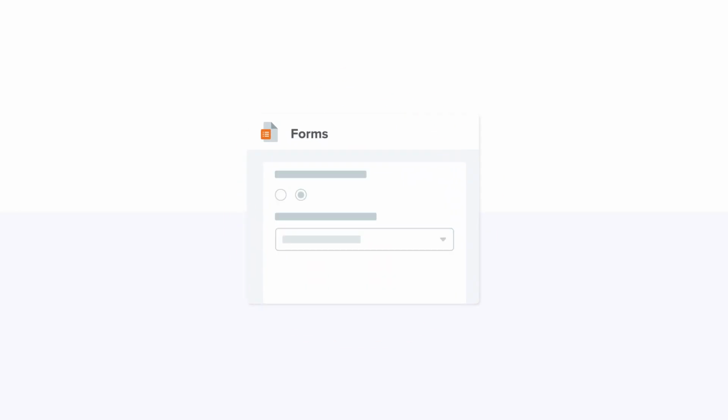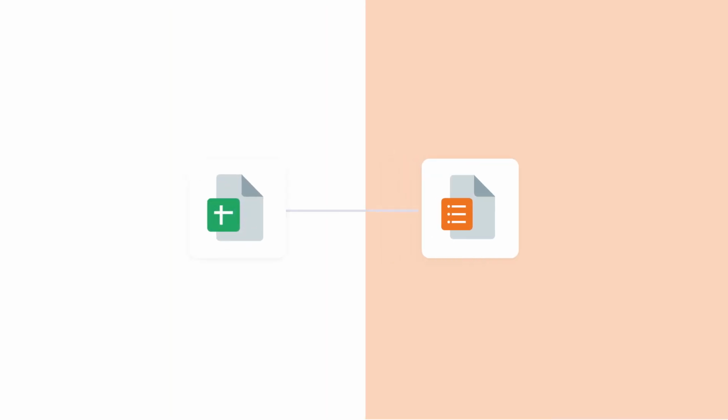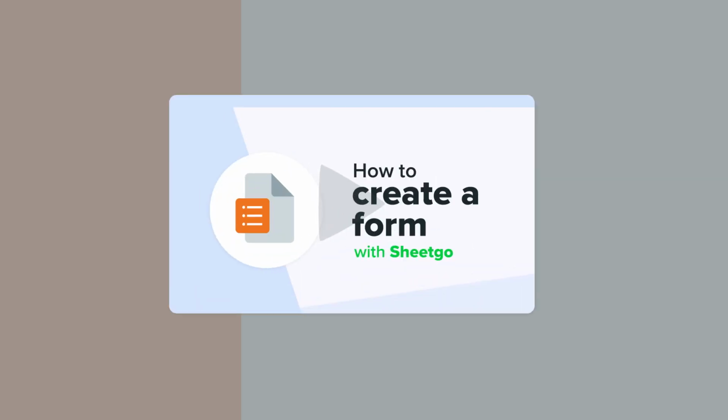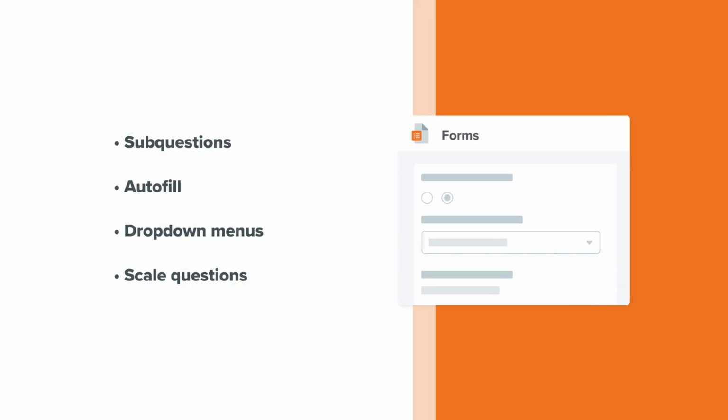Hi there! In this video, I'll show you how to create sub-questions fields and autofill questions with Sheetgo Forms. With Sheetgo Forms, you can create a form automatically using data from an existing spreadsheet. If you want to learn how to create a Sheetgo form from scratch, click the link in the description below and watch our step-by-step tutorial.